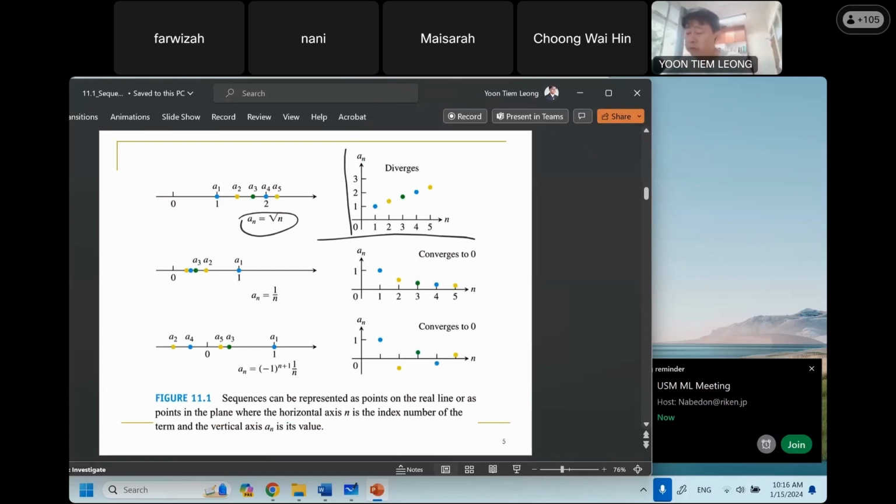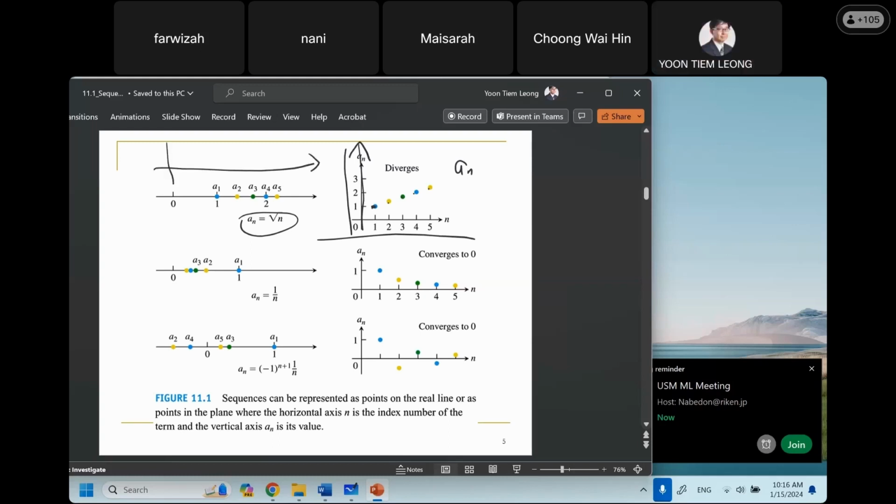So you know that when n, the index of the sequence, starts from 1, the value of a1 is 1, the term a2 is this, the term a3 is this number, then term a4, term a5, and you represent the values of an as the value that lies on the vertical axis. You can also represent the sequence along these directions, where you jot down the values of the term an as a distance from the origin.